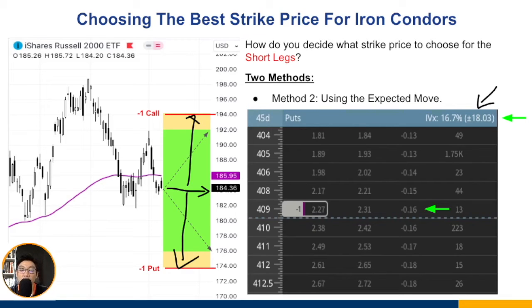Now, the other way is by using the 16 delta. So you need to go and find the column that says delta, right? Down here, it would say delta, and then you will be able to see all the different deltas for the strike prices. So this is for the put side. As you can see down here, I already have a position at the 16 delta strike price. So as you can see, I practice what I preach. Now on the call side as well, you also want to choose the 16 delta, right? So that is how you can choose the strike prices based on the expected move.